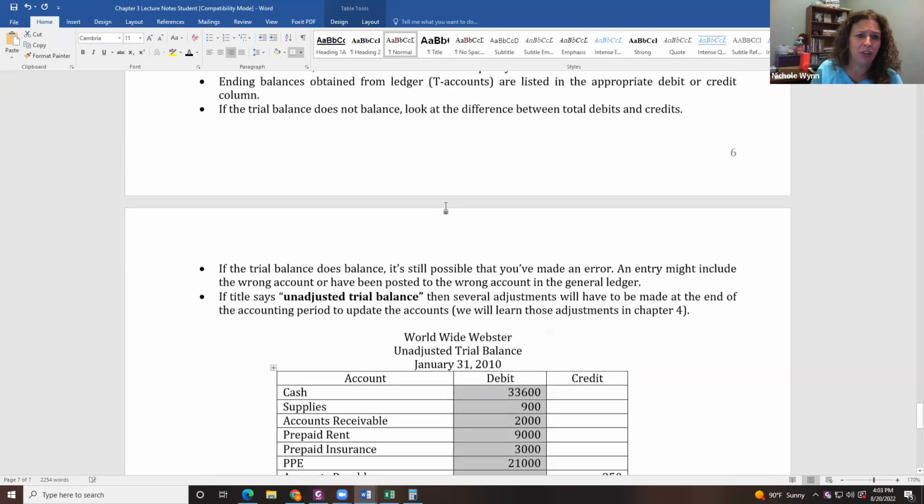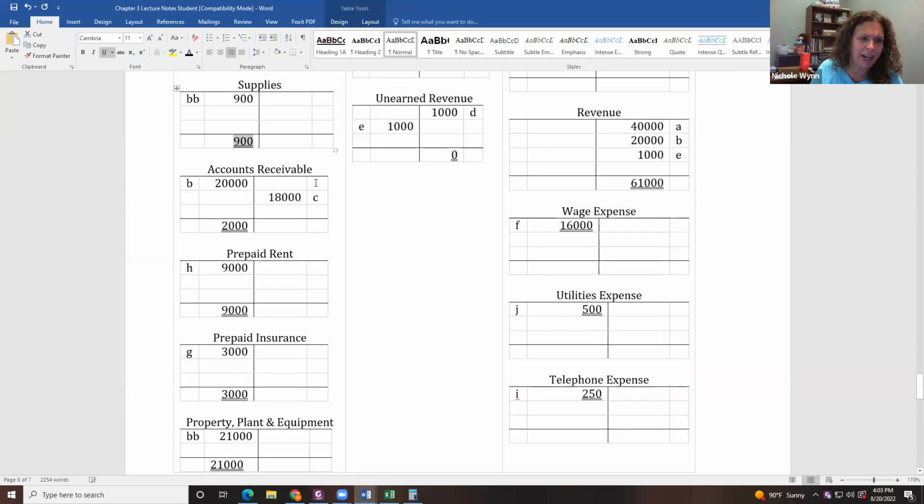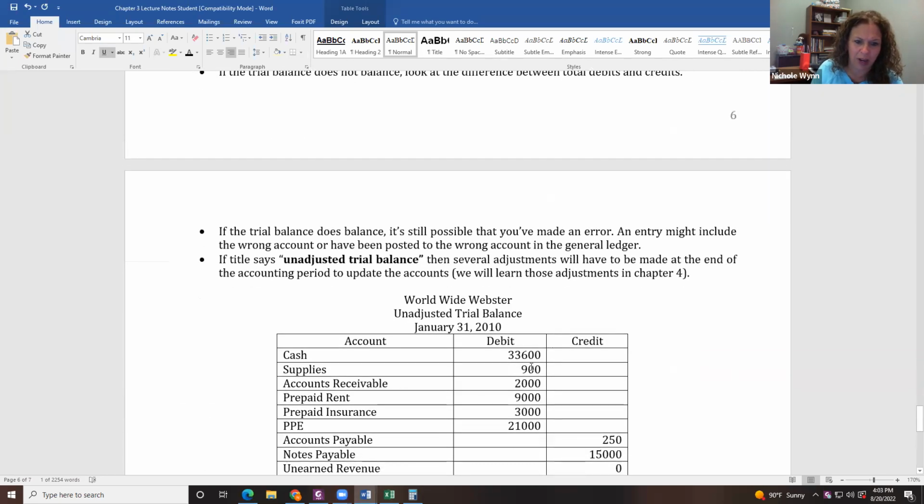You can go back and just look and make sure, like 900, that you wrote 900. It's really easy to write 9,000 instead or 90 instead. That's called a slide error when you drop off a zero or add a zero.